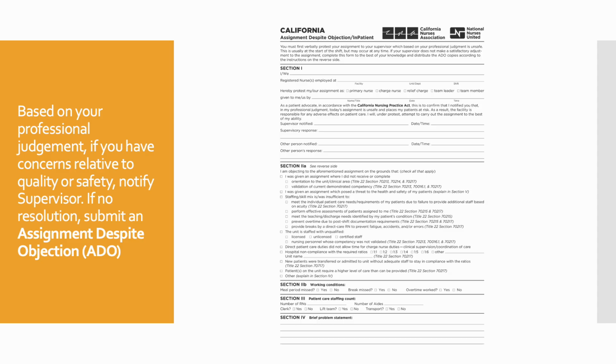Okay, what's my next step? I looked at my e-assignment, I took a look at that matrix, and we want staff to Epic Acuity. We should be having real-time conversations with our assistant nurse managers, letting them know what the issue is. You do have the right to go up that chain of command, and we want to give that opportunity to management to resolve the issue. If no resolution, we are going to submit an ADO, an assignment despite objection.